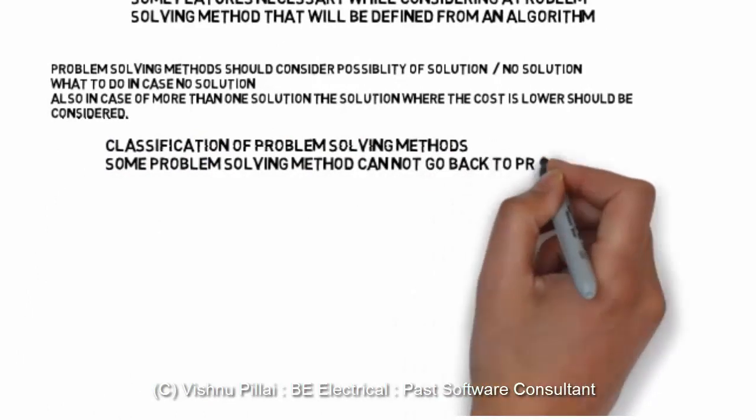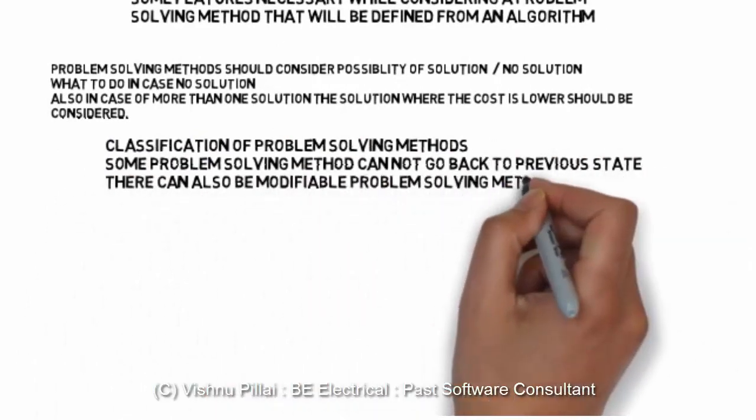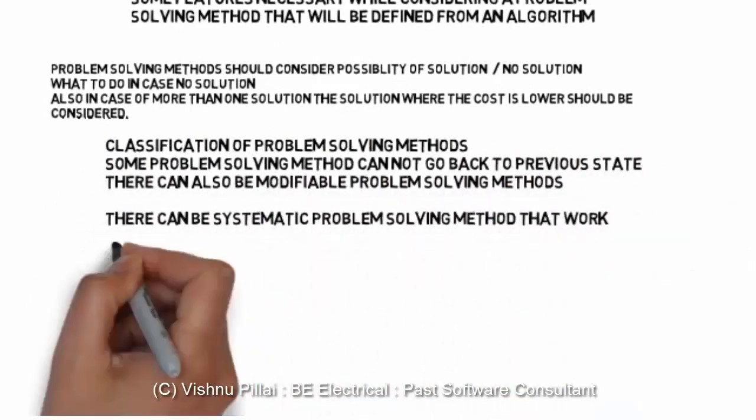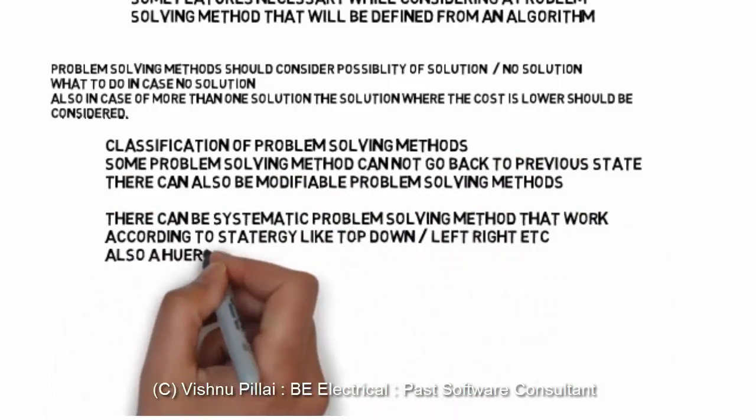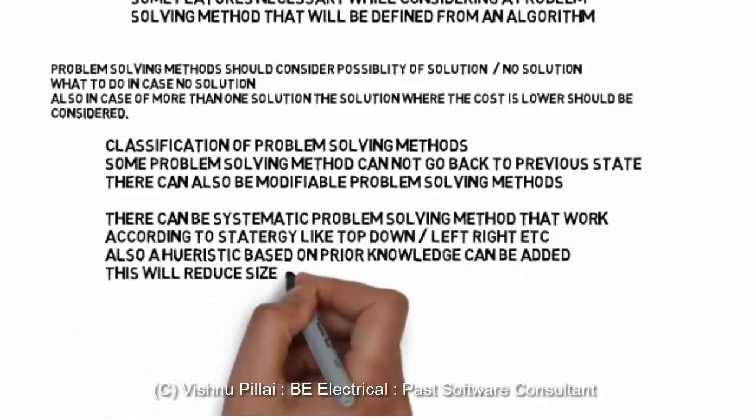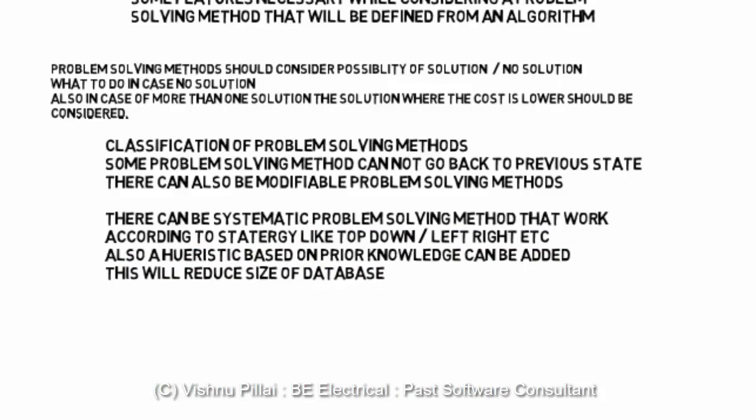The different classifications of problem solving methods: some problem solving methods cannot go back to a previous state. There can also be modifiable problem solving methods. There can be semantic problem solving methods that work according to a strategy like top down, left, right, etc. Also, heuristics based on prior knowledge can be added. This will reduce the size of the database.